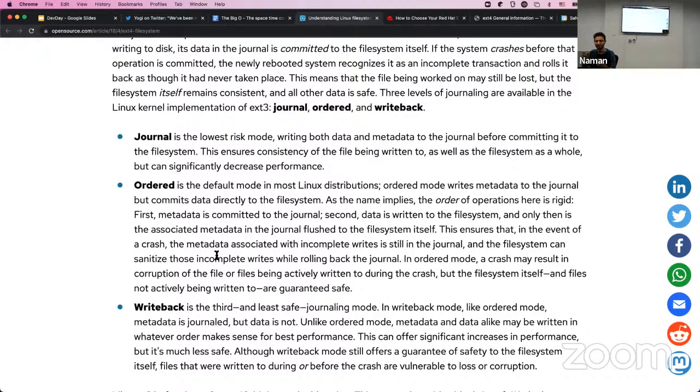So everything that resides in your blocks is data, and metadata is your inode. Everything that goes inside your inode is metadata.